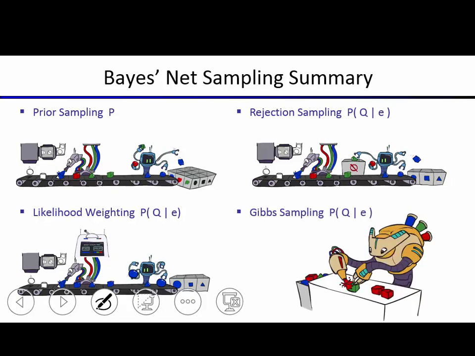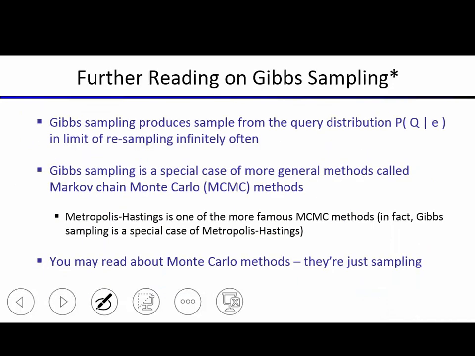Gibbs sampling looks at all variables when you generate a sample for a single variable. Now, to look at all variables, of course, you need to instantiate them all to start out with, and you'll have to then cycle through all variables multiple times to get to an actual good sample. There's some advanced literature on this that you might want to check out at some point. It's beyond the scope of 188, but if you resample infinitely often in Gibbs sampling, you get a sample from the correct distribution. It's actually a special case of something called Markov chain Monte Carlo methods. And Gibbs sampling is a special case of a Metropolis-Hastings algorithm. And if anybody ever tells you they're using Monte Carlo methods, that just means sampling. If they're using Metropolis-Hastings, they might use Gibbs sampling or a different version of Metropolis-Hastings.